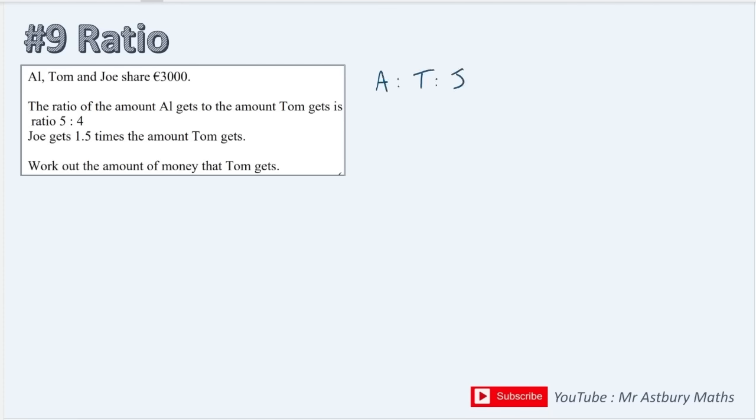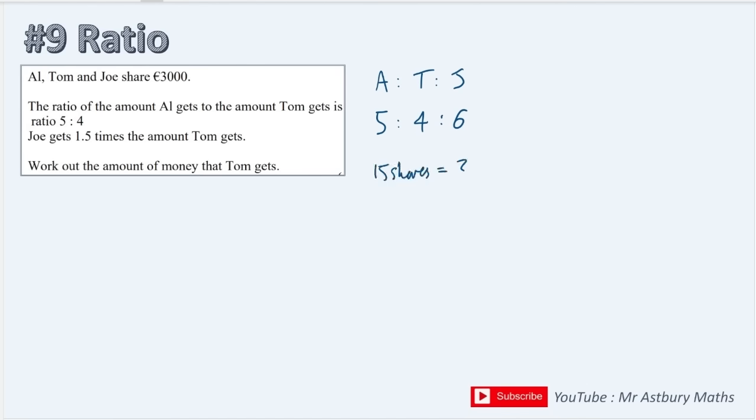Now, we know that the ratio between A and T is 5 to 4. But then what about J? Well, J gets 1.5 times the amount Tom does. So if Tom gets 4 shares, times that by 1.5, that's going to give me 6. So that's the number of shares that Joe gets. We can then add our ratios together. We get 6 plus 4 plus 5 is 15 shares.